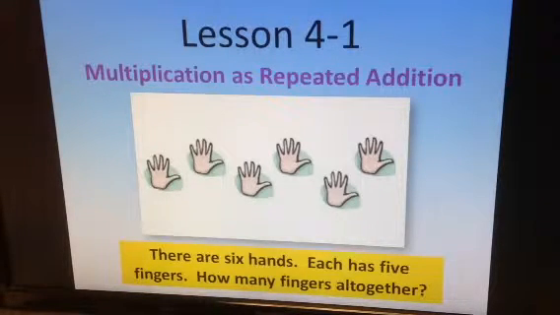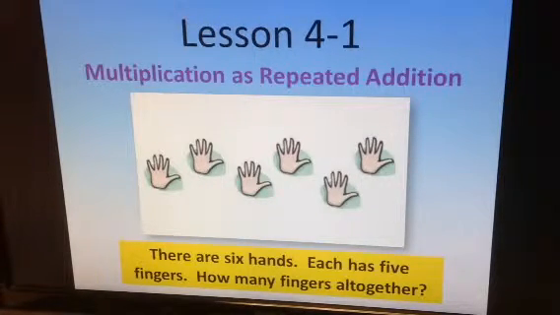Hello, our lesson today is lesson 4-1. It's a new unit, our first unit on multiplication. Today's lesson is really talking about what multiplication is and comparing it to something students already know, which is addition. The lesson title is Multiplication as Repeated Addition.